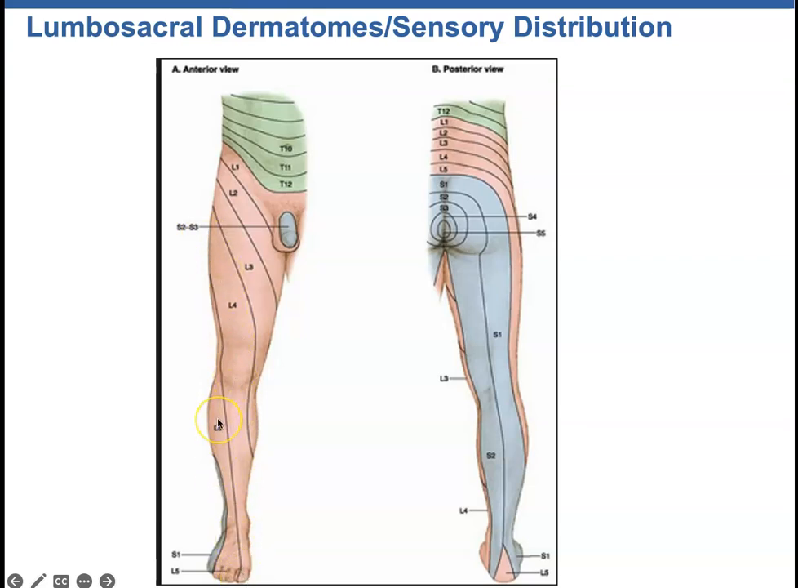And then when we start overlapping with the sacral, now we're looking at the anterior portion going down into the feet and the middle toes. And then with your sacral, now we're looking down at the lateral portion of the leg into the pinky toe. And then the posterior portion of the leg is mostly all sacral. So now what we're looking at is the butt and then down the back of the leg.